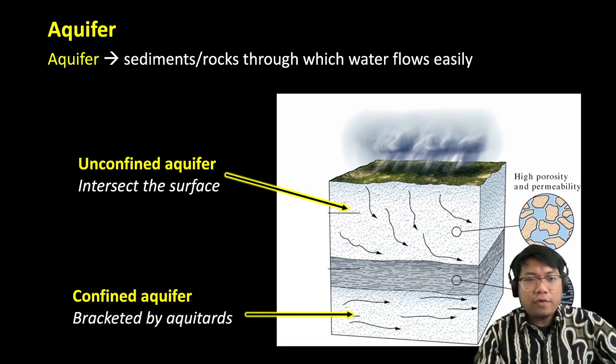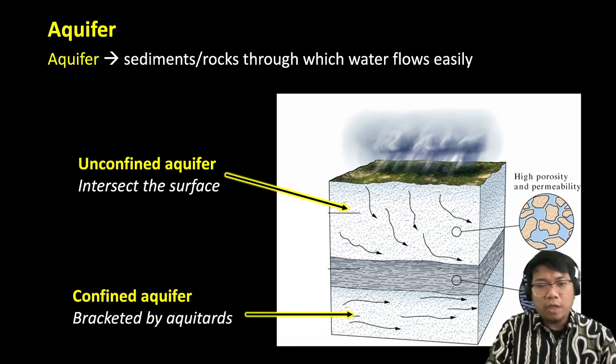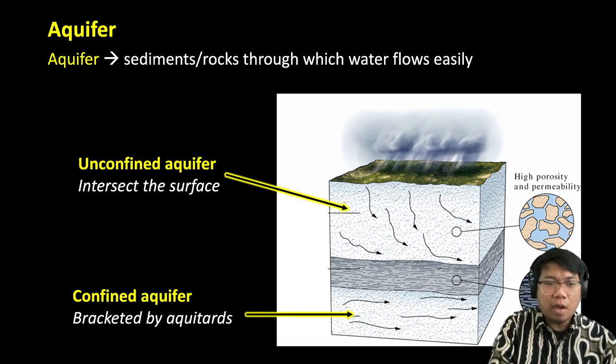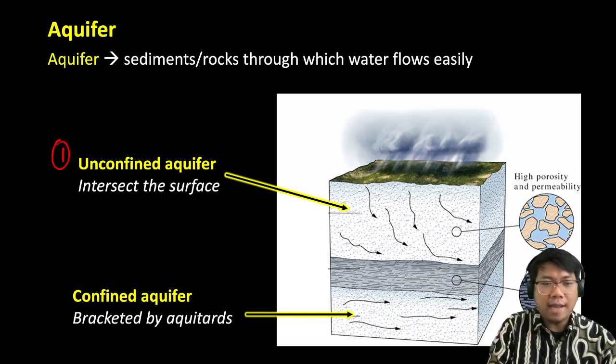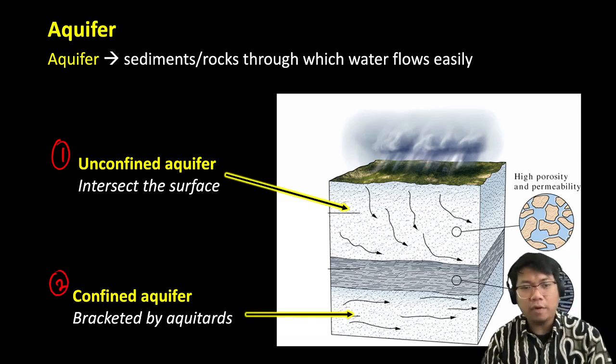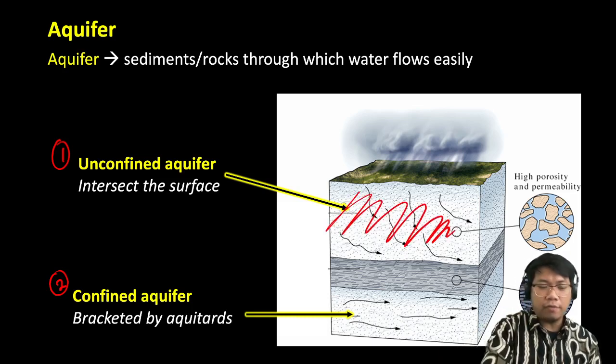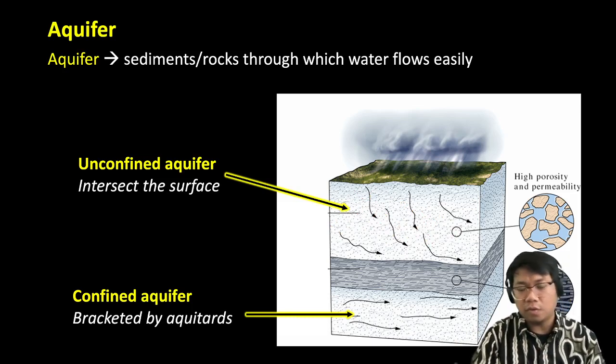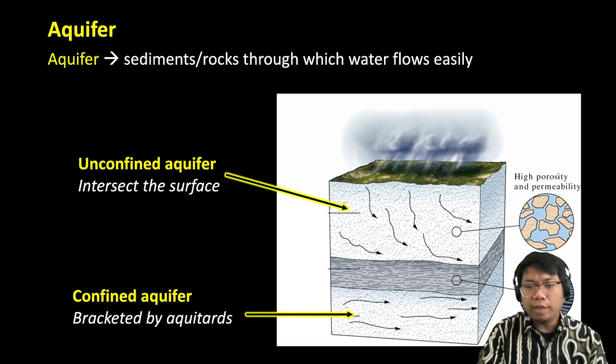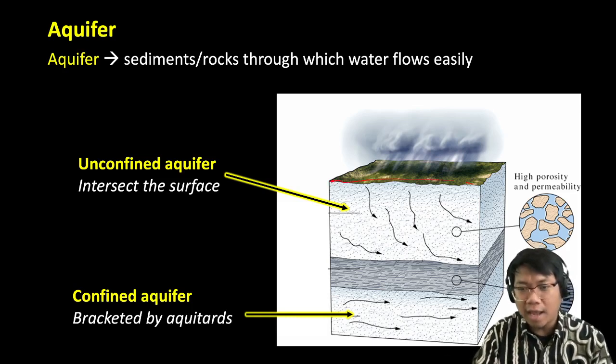All right, again, aquifer is sediments or rock through which water flows easily, and there are two types of aquifer that we know. The first one is called unconfined aquifer, and the second one is called confined aquifer. Unconfined aquifer is this one right here at the top of this picture, where the top of that aquifer intersects with the ground surface. So there's nothing holding right above that aquifer, and that will be called unconfined aquifer.